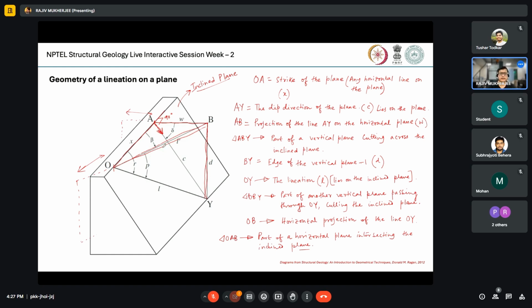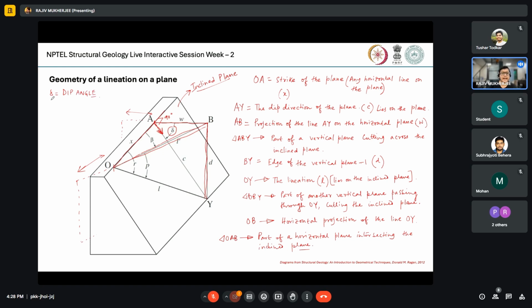So by definition, delta, that means this angle, is basically the dip angle of the plane, right? Because AY is the dip direction, and we measured the angle with respect to a horizontal line, that is AB. So therefore delta is our dip angle, right? Okay.